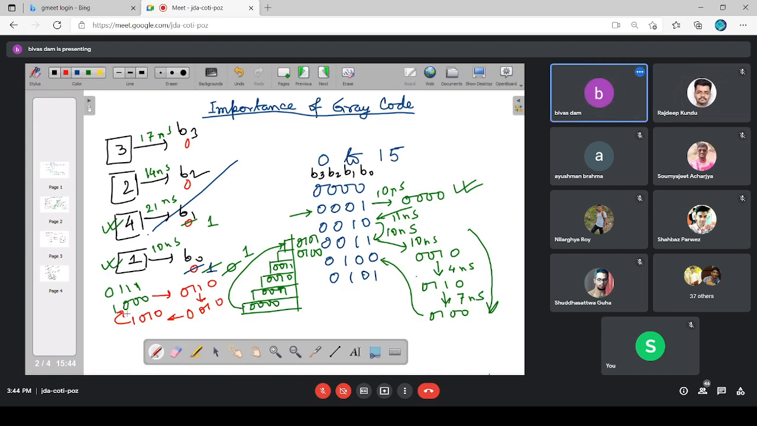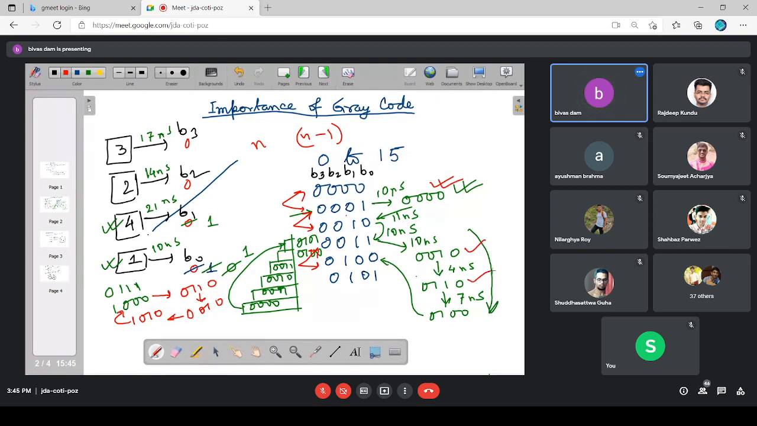Okay. So if there are n bits that are changing states, the number of transient states that will be there is n minus 1. 1 bit is changing state here to here. So n is 1, so n minus 1 is 0. So 0 transient states. 2 bits are changing states here to here. So n is 2, 2 minus 1 means there will be only 1 transient state. 3 bits are changing states here to here. So there will be 2 transient states, this one and this one.